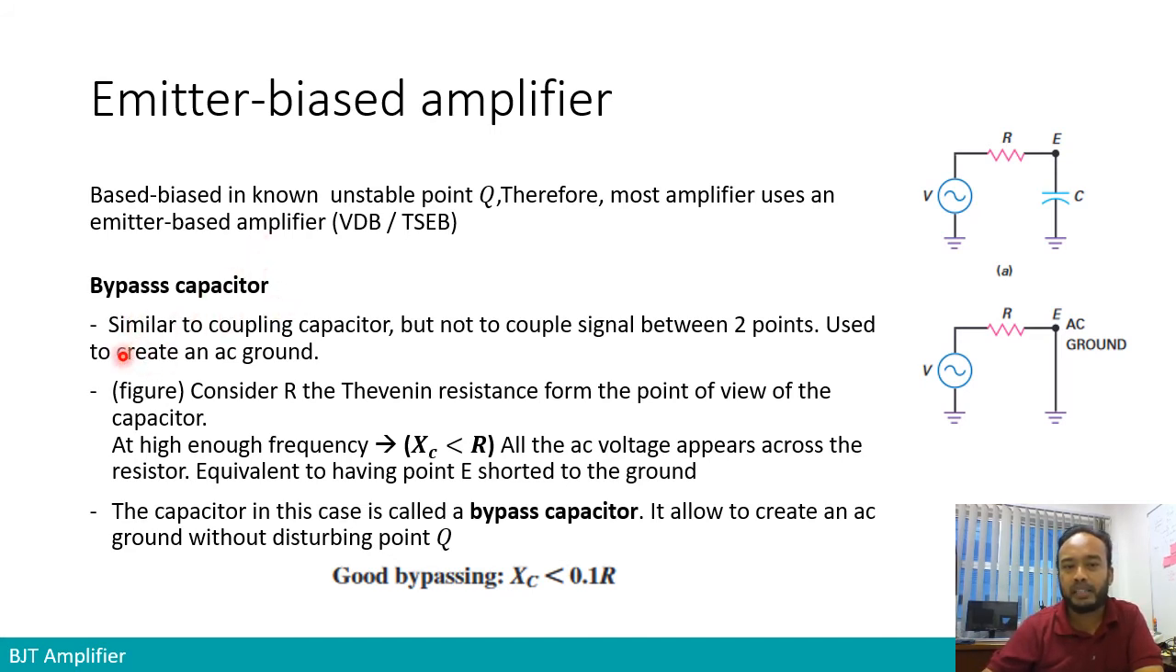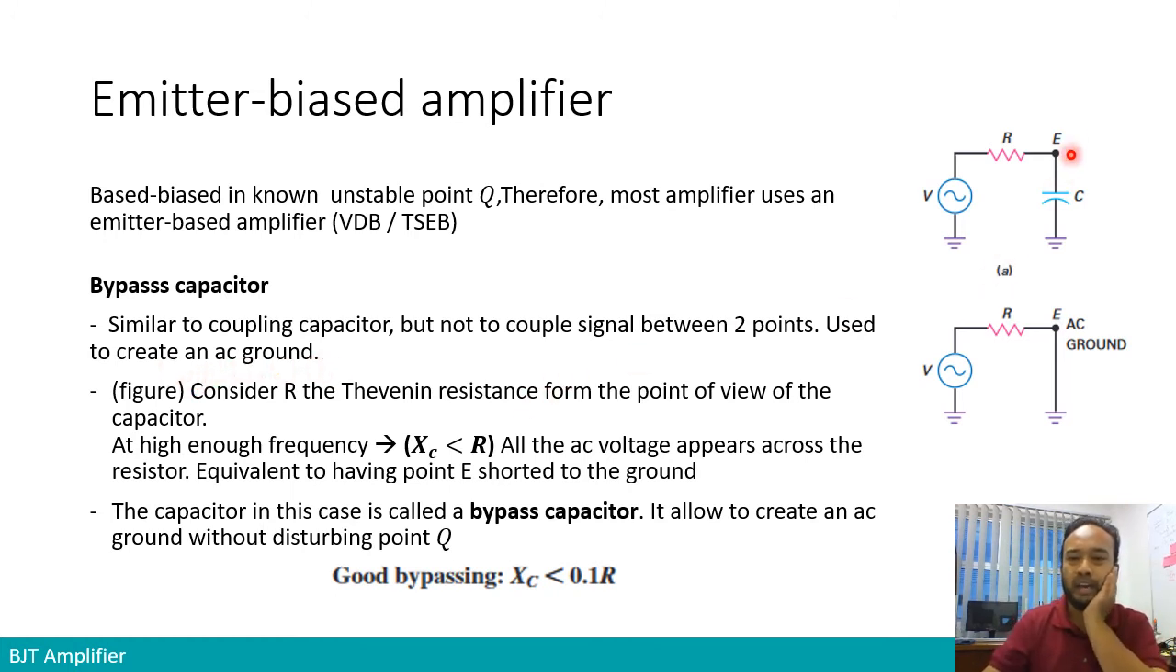So a bypass capacitor is basically similar to a coupling capacitor, but its purpose is not to couple signal between two points. Coupling signals means just now we were separating signal between AC and DC, right? But now it is not for coupling signal, but it is used to create what we call an AC grounding. So let's have a look at what is meant by AC grounding.